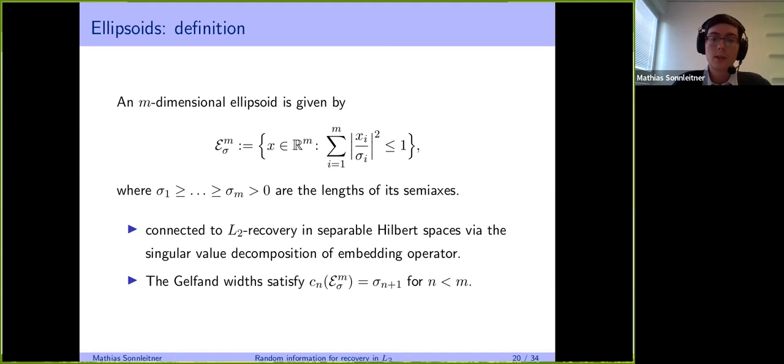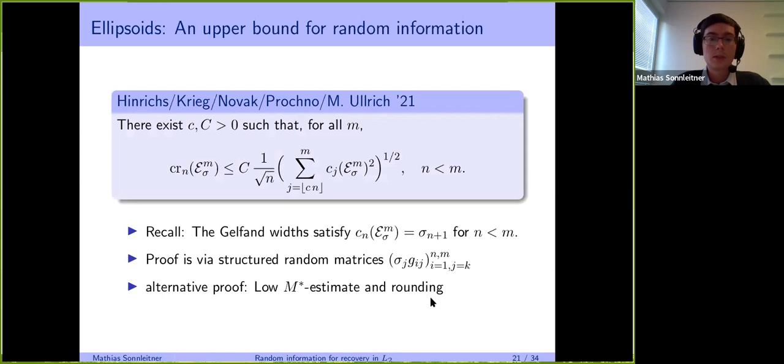because we can just cut off the first n semi-axes to see that this is true. And for the ellipsoids, we have the following bound: there exists a constant such that the random Gelfand width is bounded by a constant times 1 over square root n, times the tail where we have an n here, and these are the Gelfand widths, or equivalently, I wrote it down again, the semi-axes. And here we have some L2 norm of this tail.